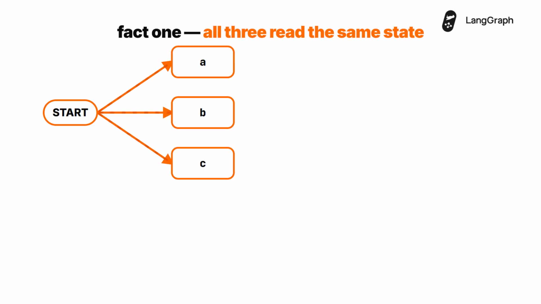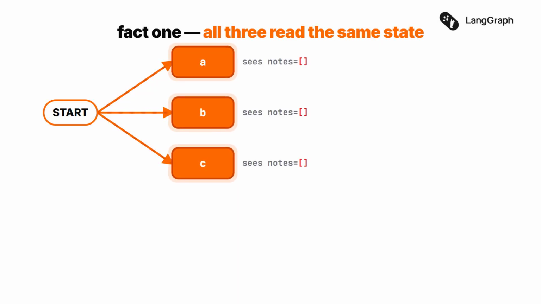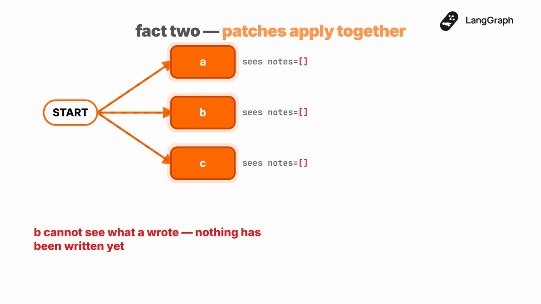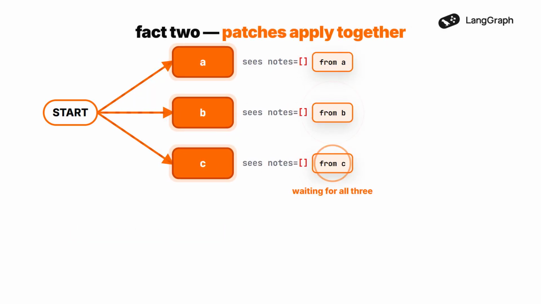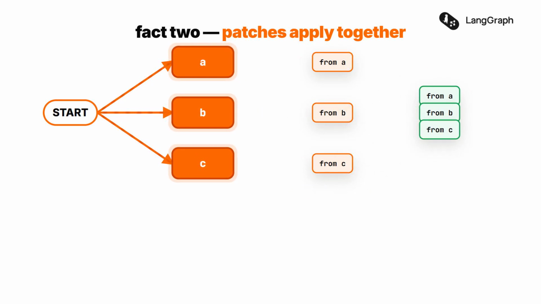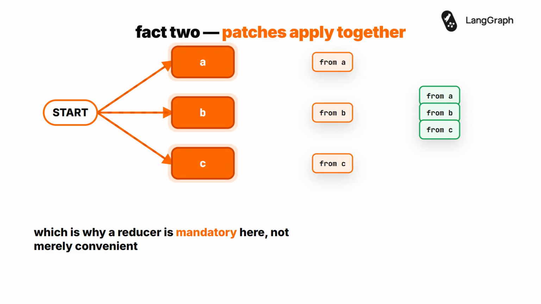Fact 1. Every node in a superstep reads the same input state. Watch 3 nodes, A, B, and C, all fanning out of start, and every one of them prints an empty notes list. Node B cannot see what it wrote because at that moment nothing has been written. Fact 2. Their patches are applied together once all 3 have finished, rather than one at a time as they complete, which is why a reducer is mandatory here and merely convenient in a straight line.